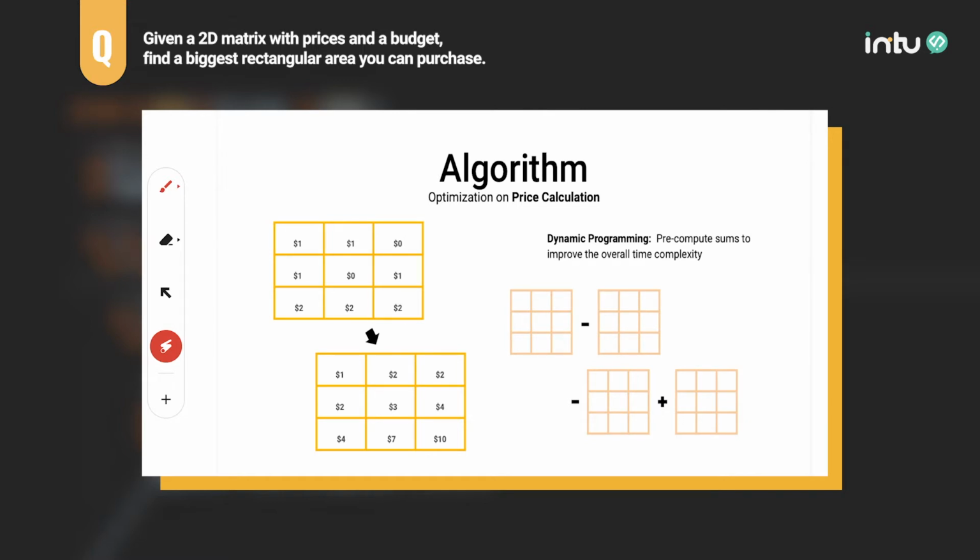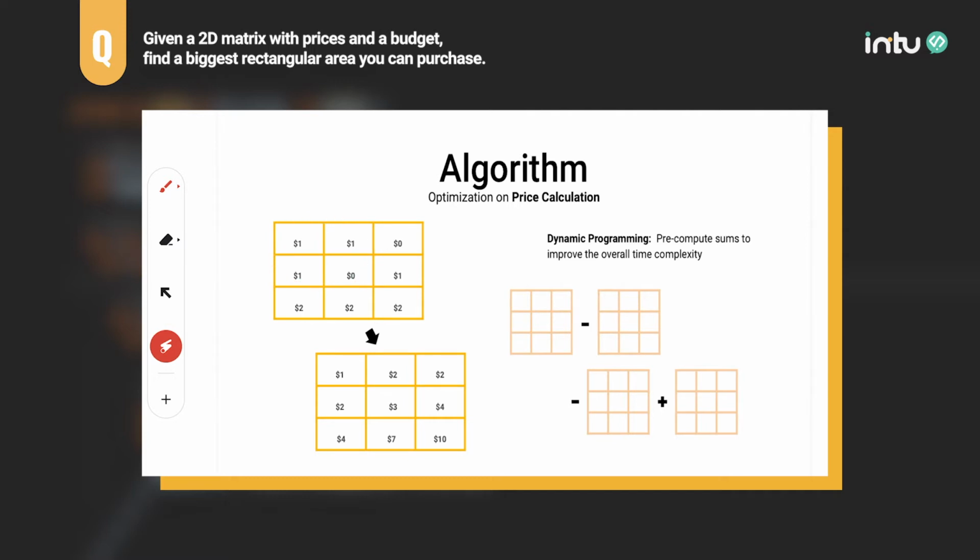I would pre-compute prices of all rectangles starting from the top left corner. Then I can use this pre-computed array to find prices of any rectangular areas in constant time. So this is the pre-computed prices of the given array above. So this would be the price of this rectangular area. This would be the price of this rectangular area. And this would be the price of this rectangular area. And this would be the price of this rectangular area.